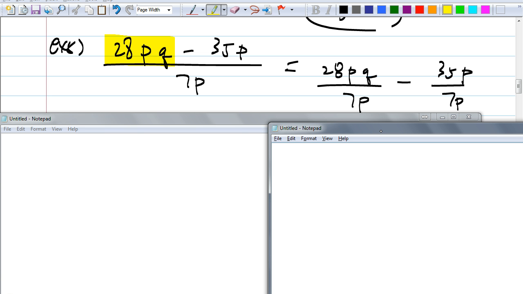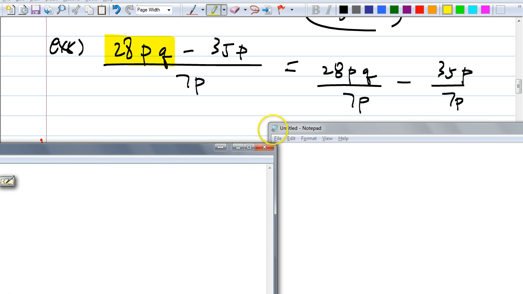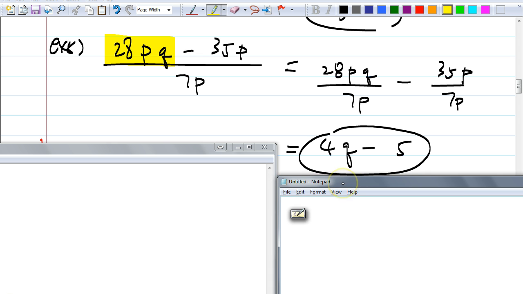Who could help me how to do that? Claire, tell me. Divide by 7 and cancel out the p. Good. Which is going to be 4q minus 5. How many people got 4q minus 5? Any question? Is this easy? So I kind of like method 1 for this one.